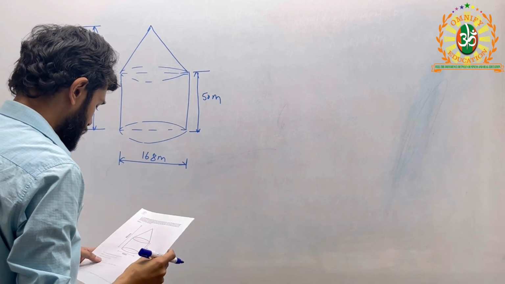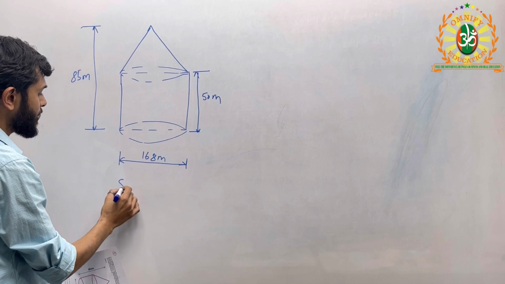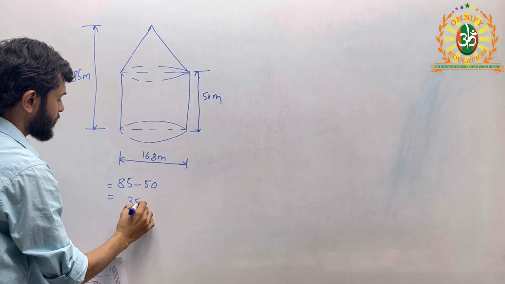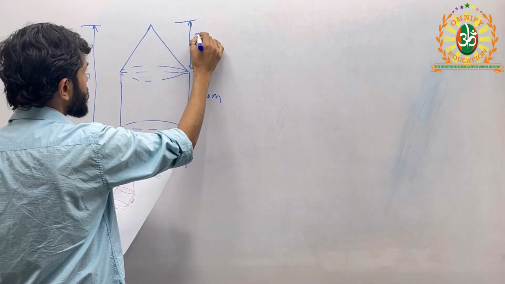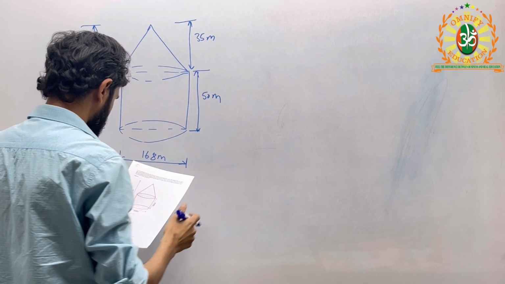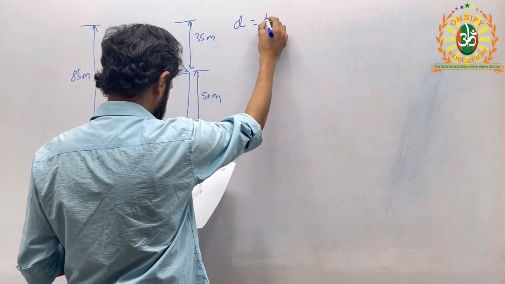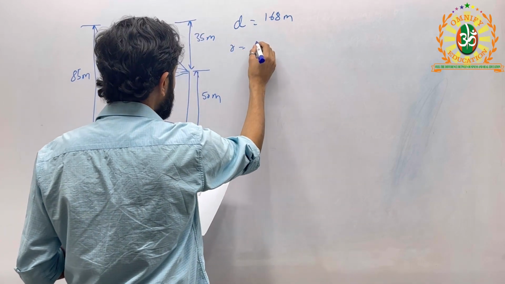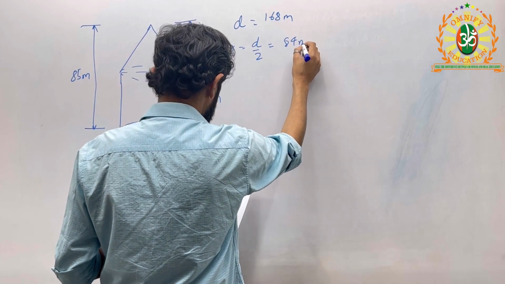Now we have to find the height of the cone. The height of the cone would be 85 minus 50, which is 35 meter. So this height would be 35 meter. The diameter of the base, small d, is given as 168 meter. Hence, the radius would be half of the diameter, which would be 84 meter.